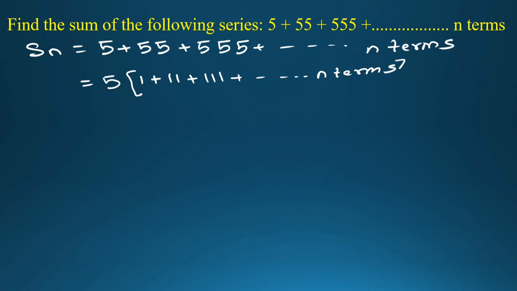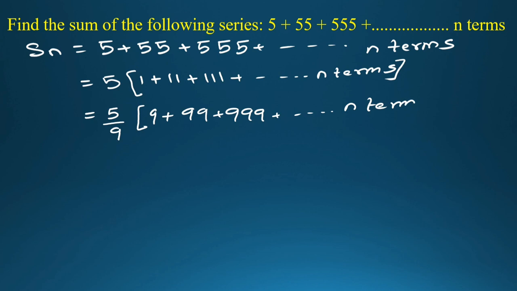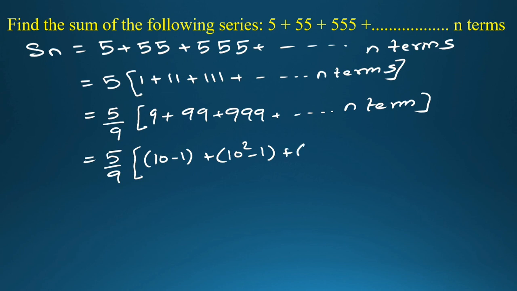Okay. Then what will you do here? We can multiply and divide the bracket by 9. Why am I doing this? You will understand this in the next step. It is 9 plus 99 plus 999 and so on up to n terms. Why have we done so? Because 9 can be written as 10 minus 1, 99 can be written as 100 minus 1, 999 can be written as 1000 minus 1, like this up to n terms.